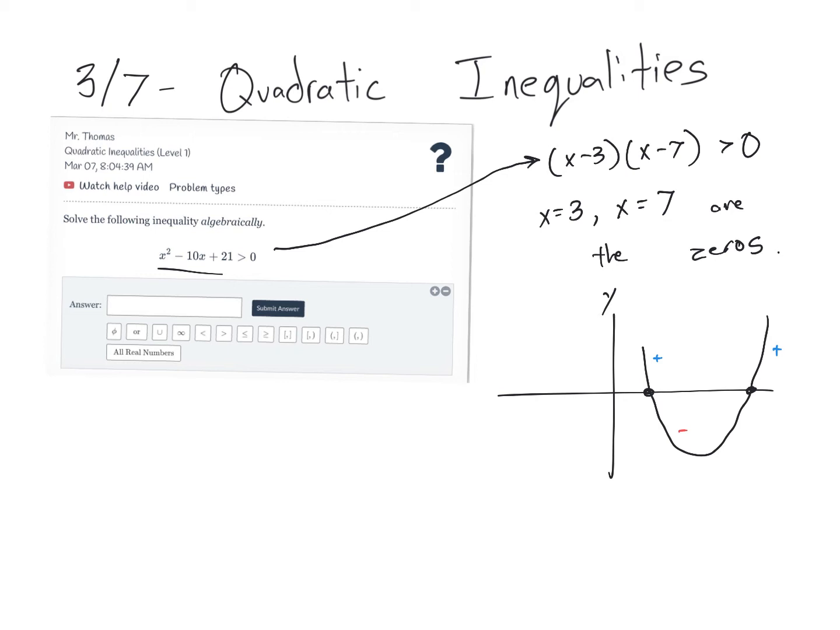And what is the inequality asking? Where is it greater than 0? Does that mean where it's positive or negative? Greater than 0 is positive. So all the values here and all the values over there are the solutions.